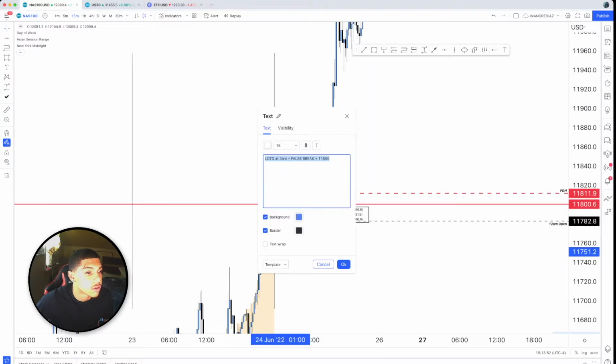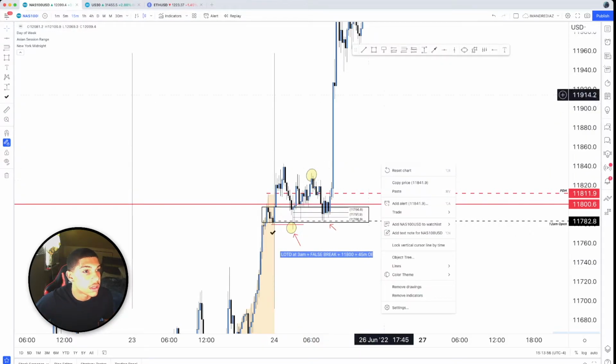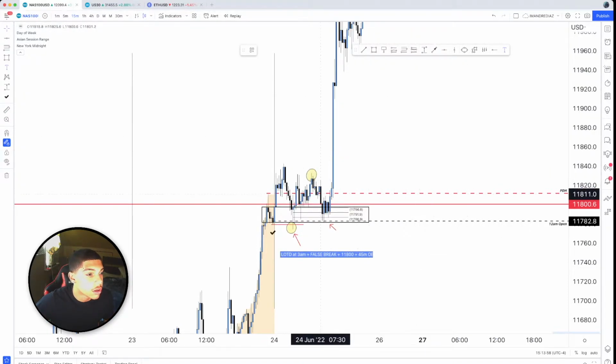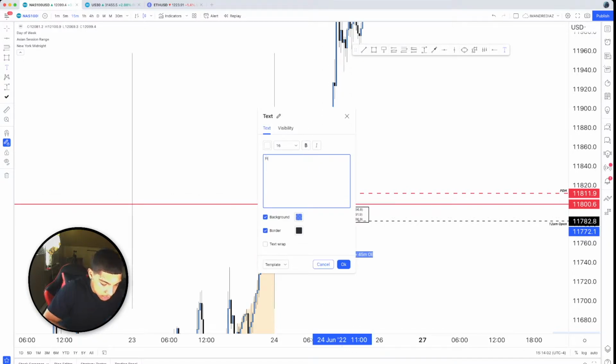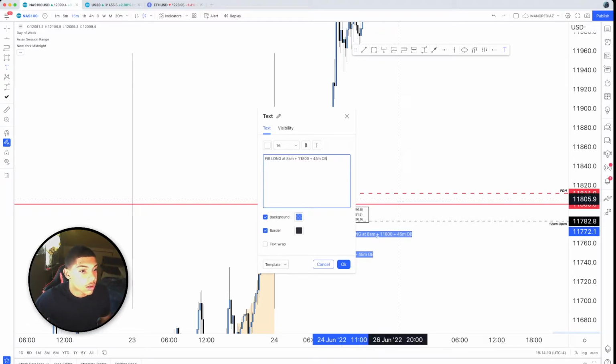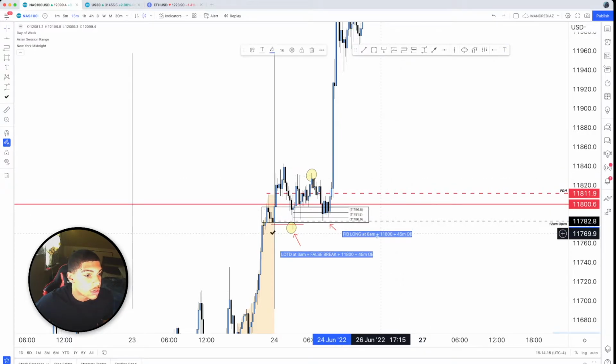We're also going to have that 45-minute bullish order block, and then for the second annotation right here, we got this retracement at 8 in the morning. So we had that fib long at 8 a.m. along with 11,800 rejection, along with that 45-minute bullish order block. So that is what happened right here.